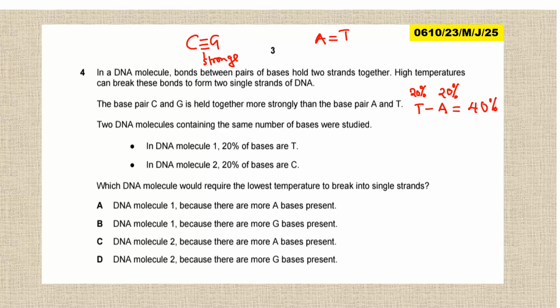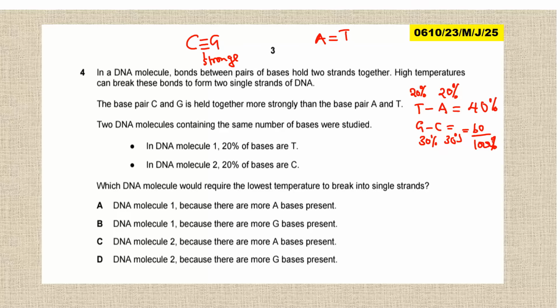So 40% is just for A and T, which means G and C, they share equally. So which means what remains out of 100 is 60. So which means this is 30% and this is 30%, making it 60%. And this gives us 100%. I guess you get that. Now, what is the question? Which DNA molecule would require the lowest temperature to break into single strands?